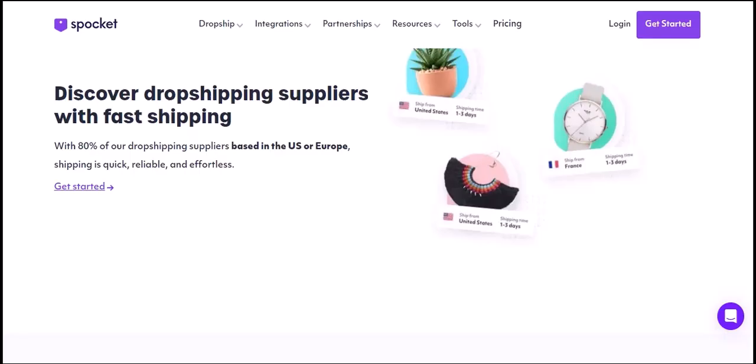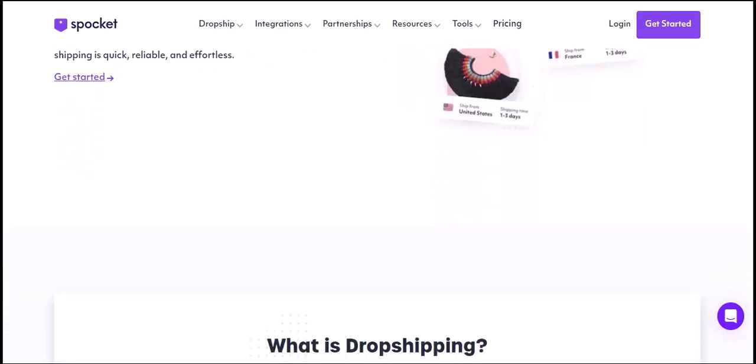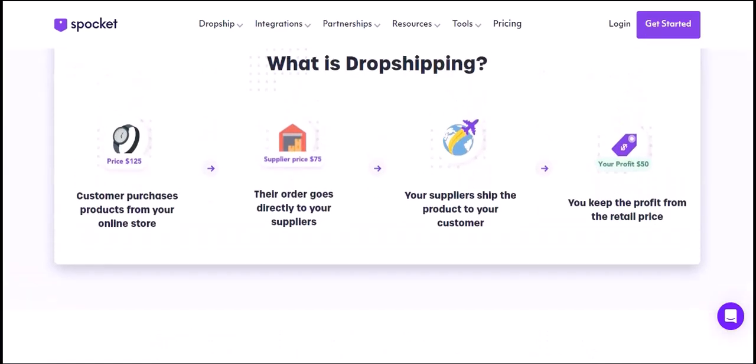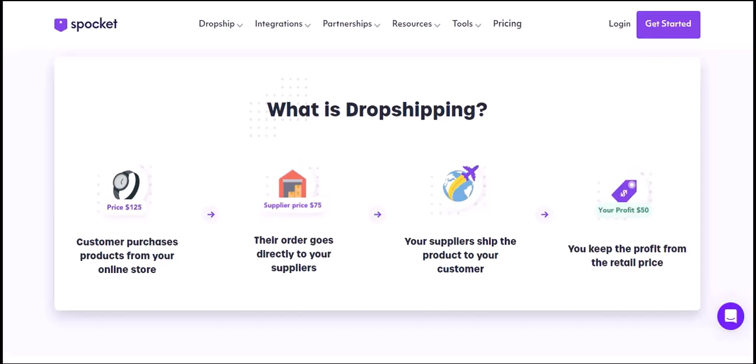While Spocket doesn't directly handle returns, they provide a platform that allows you to manage them efficiently. By understanding the process and communicating effectively with your customers and suppliers, you can minimize the hassle of returns and maintain a positive customer experience.